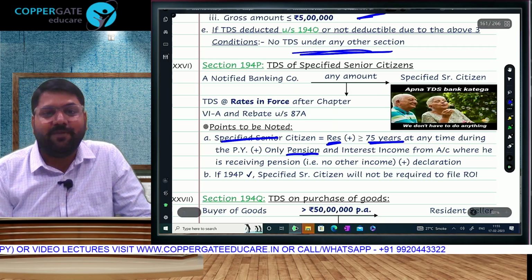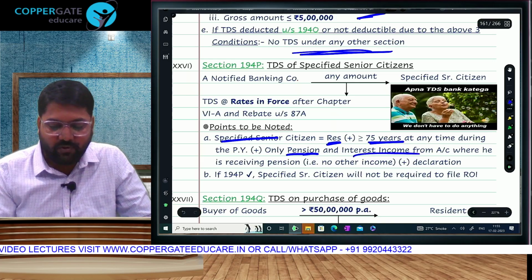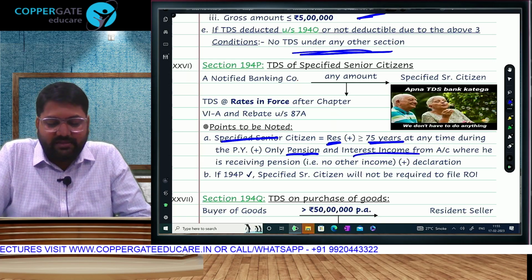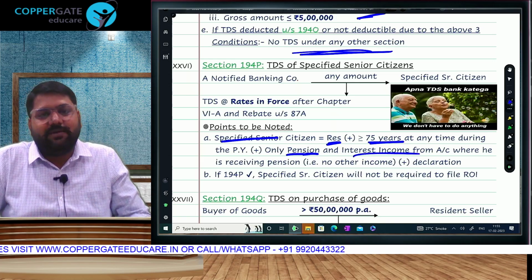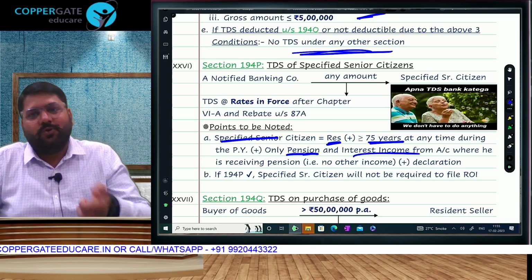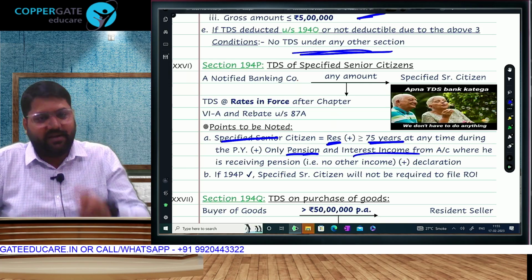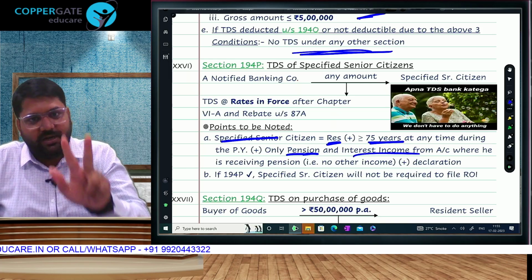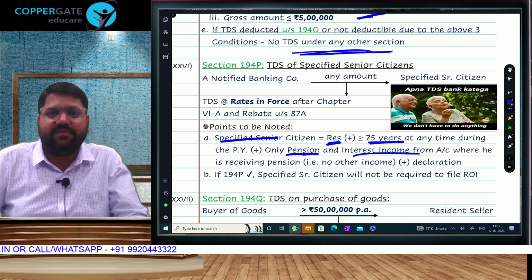But then pension will come in a bank account. So we have to allow interest income in that account where the pension is coming. So, only pension and interest income. Actually, the law is only pension, but the interest of that bank account has to by default come. So, only pension and interest, no other income, and give in writing. Resident 75 years, only pension and bank interest and no other income, give the declaration.